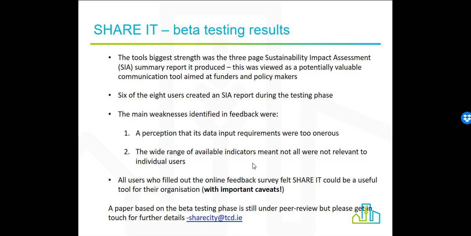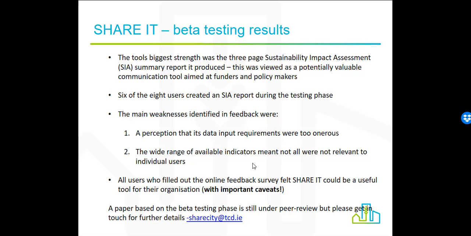Now, there were some important caveats in the feedback that they gave us about Share It, and some of the main weaknesses in what we've created were identified. And one of those was particularly based around the idea that there were a lot of options in the Toolshed, particularly for places to input data. And this created a perception that with this number of options, the data requirements to create a sustainability impact report were quite onerous. And it's tied in with this problem that there's such a wide range of indicators, all of which were not relevant to an individual user.